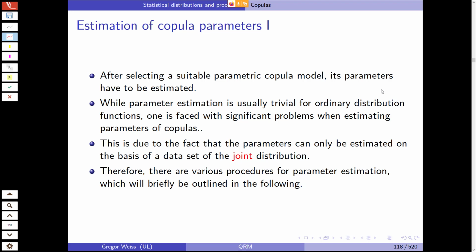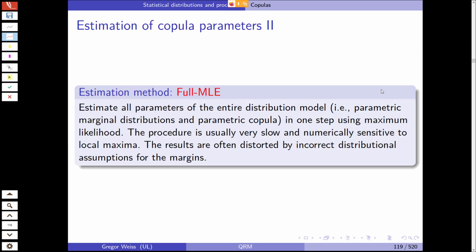One way is to estimate all parameters in one step. The second way is to estimate first the parameters of the marginals and then the parameters of the copula. And the third way is basically to use the empirical distribution functions for the marginals, then insert those empirical distribution functions in the model and only estimate the parameters of the copula.